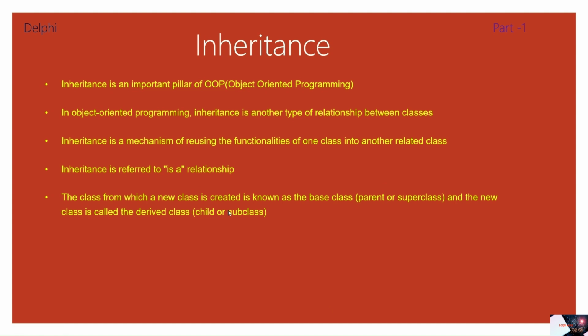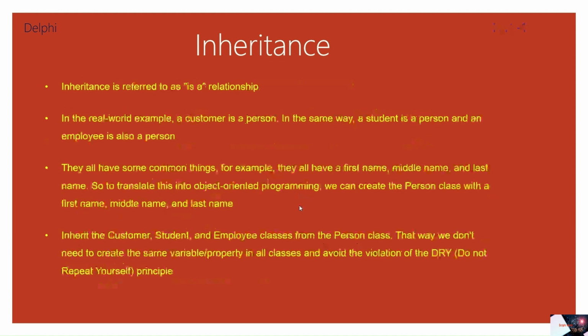The class from which a new class is created is known as the base class, also called the parent class or superclass. The new class is called the derived class, also called the child class or subclass. So we know that inheritance is an "is-a" relationship.